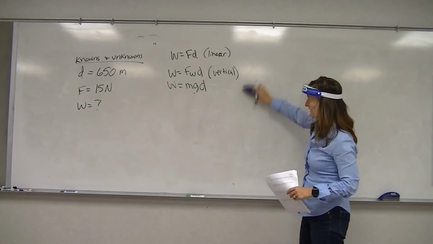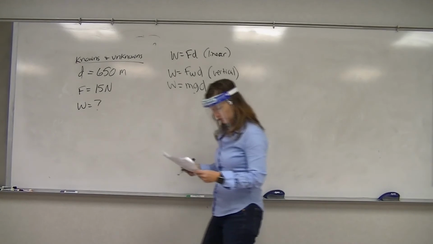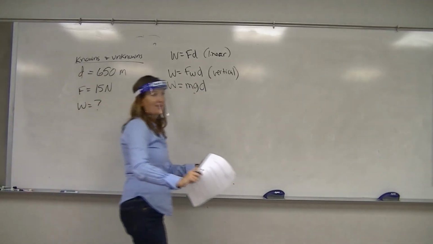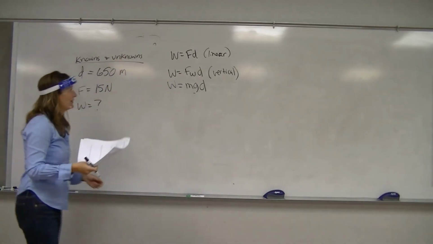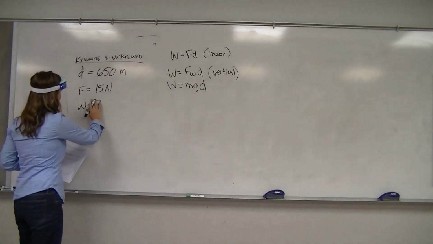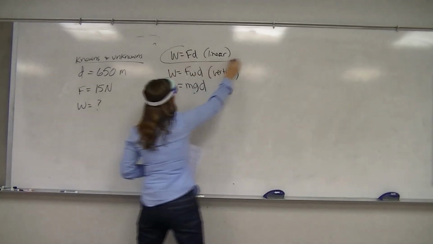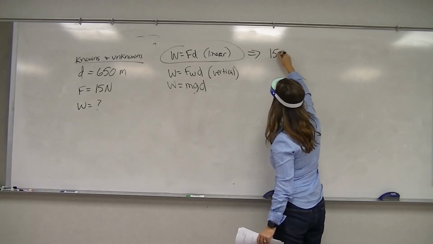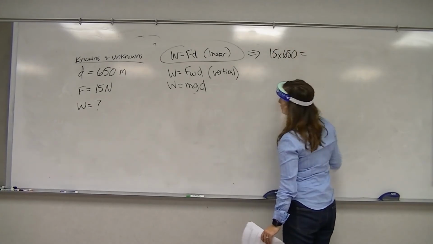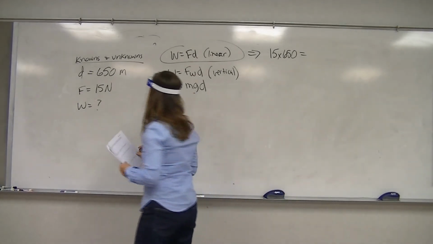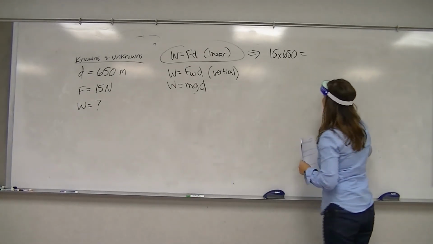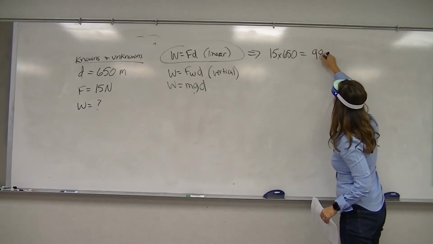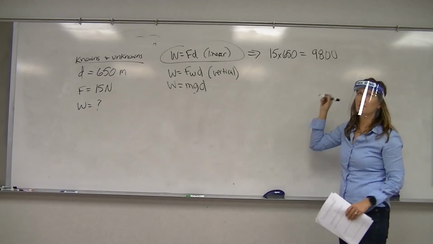So which one are we looking at now? Linear or vertical? Tire went flat and they're pushing their bike. Linear. Yeah, they're not picking up their bike. So we're doing linear. So we're just plugging in our force and our distance. So we have 15 times 650. Two sig figs for this guy as well. We get 9,750. Yes. So 9,800. 750, we'd have to round up.